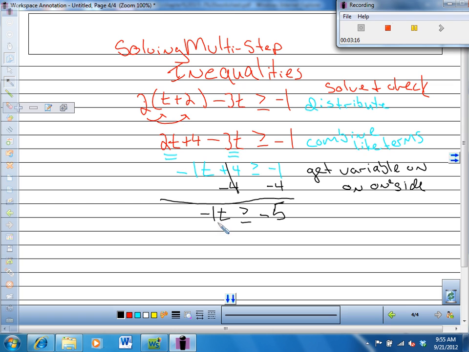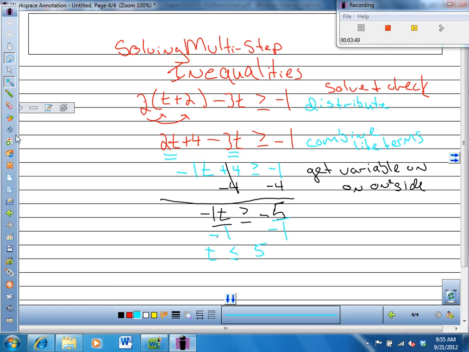Okay. But dividing by negative 1 is fine. So I'm going to divide both sides. Change colors. Divide both sides by negative 1. Divide that side by negative 1. What happens to that sign when I divide by negative 1? It flips. Okay. So I get positive t now is less than or equal to what's negative 5 divided by negative 1? 5. Okay? And then we're done. Except you're supposed to graph it and check it.